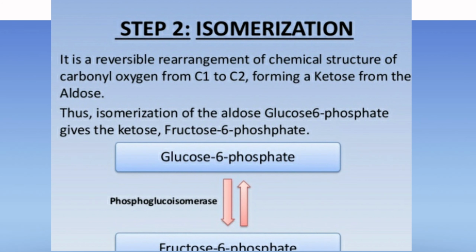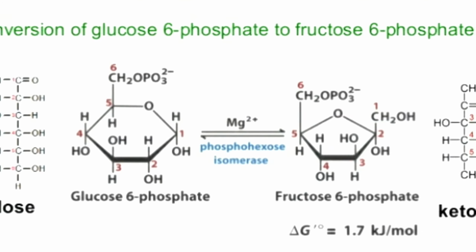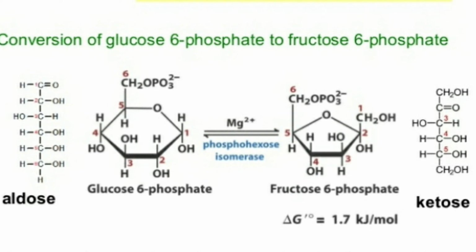The second step is isomerization. Here the starting material is glucose 6 phosphate and the product is fructose 6 phosphate and the enzyme is phosphoglucoisomerase or phosphohexose isomerase. In this step, glucose 6 phosphate is converted into its isomer, that is fructose 6 phosphate. Here we can see isomers are nothing but having same molecular formula but different structural formula, children. Here aldose glucose 6 phosphate is converted into ketose fructose 6 phosphate.